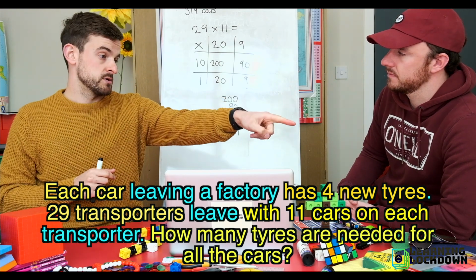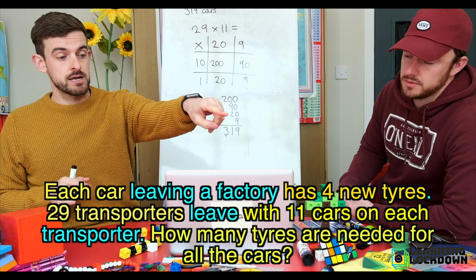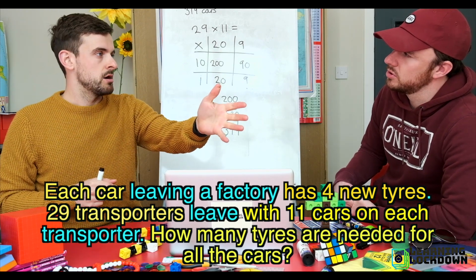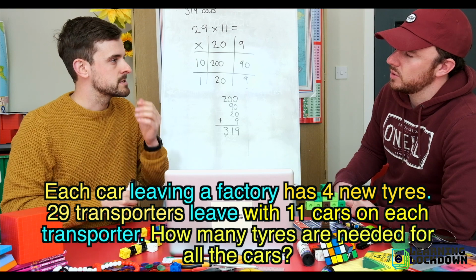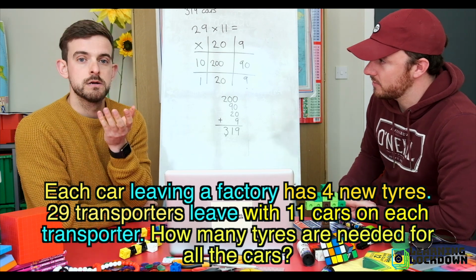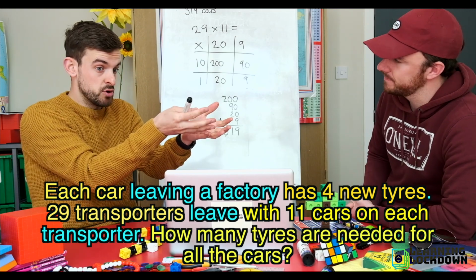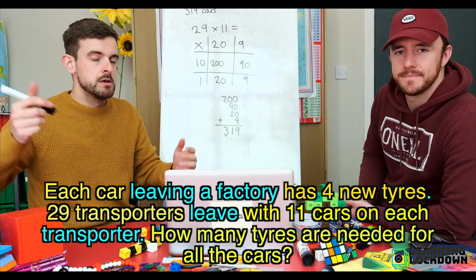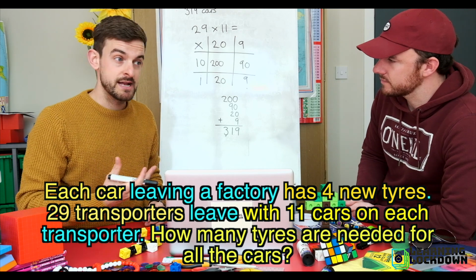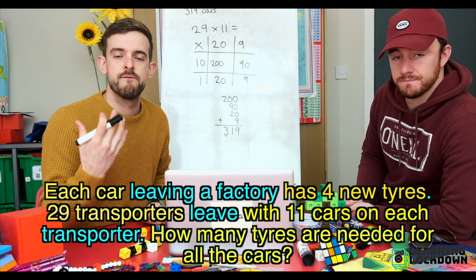That car has 4 tyres. That car has 4 tyres. I could do this a lot, but I'd do that 319 times. You just used the word times there. We've got 319 lots of 4, haven't we? We've got 4 tyres, 319 times. So that's 319 multiplied by 4.